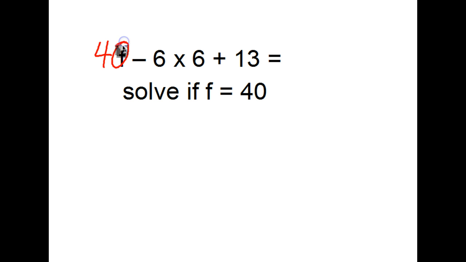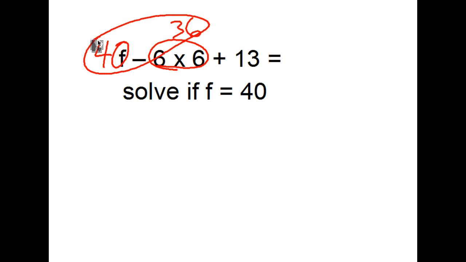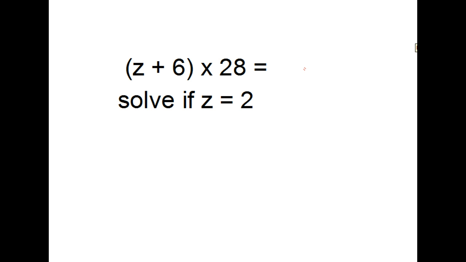Put 40 in for f. I need to multiply first, which would be 36. Now, this is where it gets tricky for some people, subtracting and adding. I'm doing subtracting first because they're equal power and it's first in line. 40 minus 36 gets me to 4. 4 plus 13, I'm at 17. Stop the video and try it out.